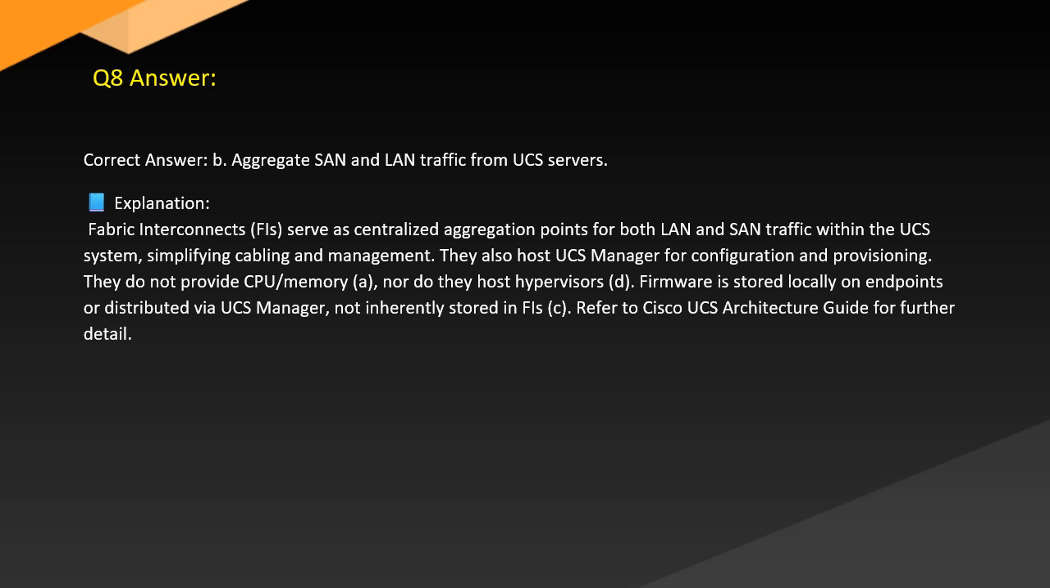Answer. Correct answer: B. Aggregate SAN and LAN traffic from UCS servers. Blue Book explanation: Fabric Interconnects, FIs, serve as centralized aggregation points for both LAN and SAN traffic within the UCS system, simplifying cabling and management. They also host UCS Manager for configuration and provisioning. They do not provide CPU or memory, A, nor do they host hypervisors, D. Firmware is stored locally on endpoints or distributed via UCS Manager, not inherently stored in FIs, C. Refer to the Cisco UCS Architecture Guide for further detail.